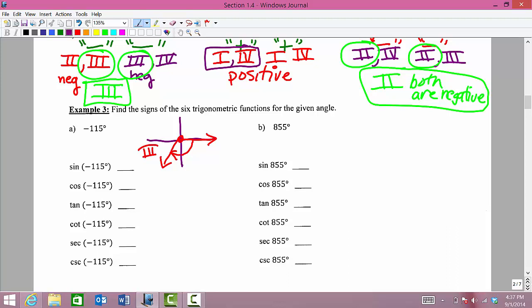Now remember that it's All Students Take Calculus. So in quadrant 3, tangent is positive. So we have positive values for tangent and its reciprocal cotangent. Everything else in quadrant 3 would have a negative value.